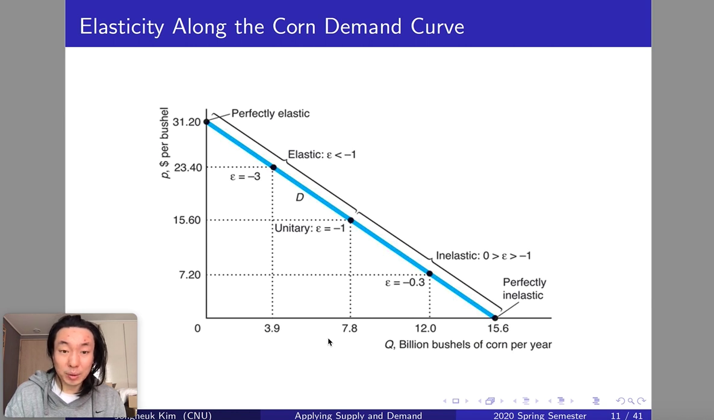We can call that type of elasticity elastic. But if the absolute value of elasticity is smaller than 1, which means, for example, -0.5 or plus 0.5 or plus 0.3, we can say that it is inelastic. How about -1 or 1? The absolute value of elasticity is just 1, which we can call unitary elastic. Okay. How about plus infinity? It can happen. We can say that it's perfectly elastic.